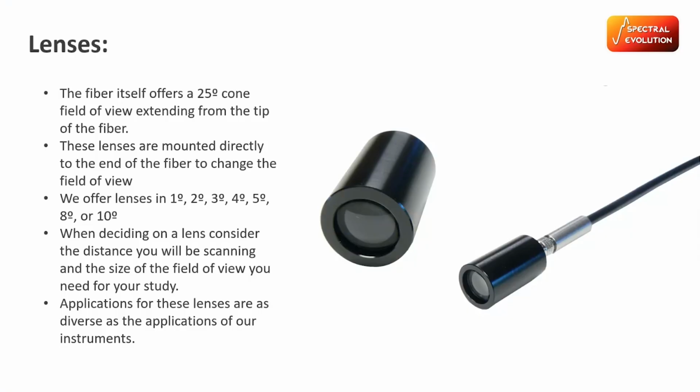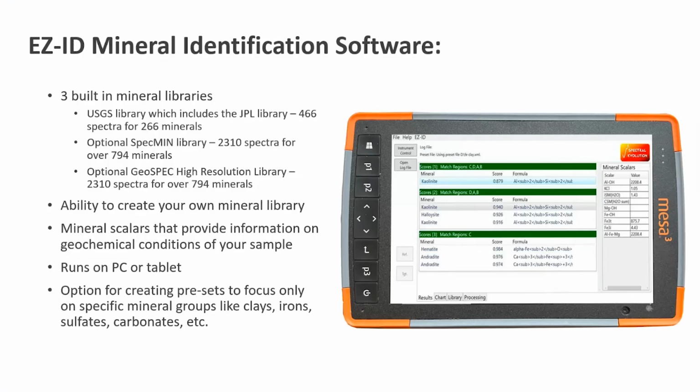Then we also have this EasyID software that will operate on our field tablet. So we have a ruggedized field tablet that integrates our software, and you can operate your instrument with it. This will run our EasyID software, which allows you to match spectra in real time to spectral libraries. You can also create your own mineral libraries based on your instrument's data as well. All of our software is run on Windows, so you can run it on any Windows computer or on our rugged field tablet for field use.